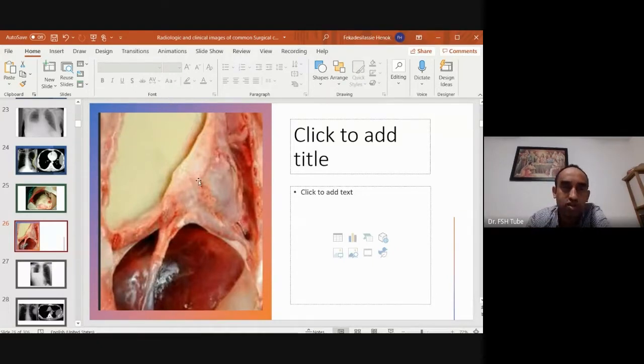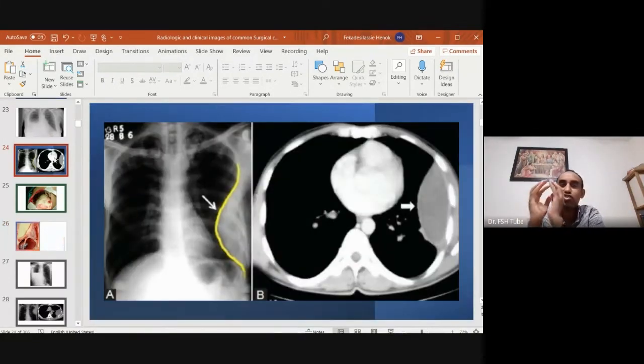So it appears on the chest X-ray as pleural based, and on the chest CT similarly. It's because it's contained in a sac. That's why we call it loculated empyema. That's why it's not filling the entire pleural cavity. It's not obliterating the cardiophrenic angle here, maybe because it's loculated like this.